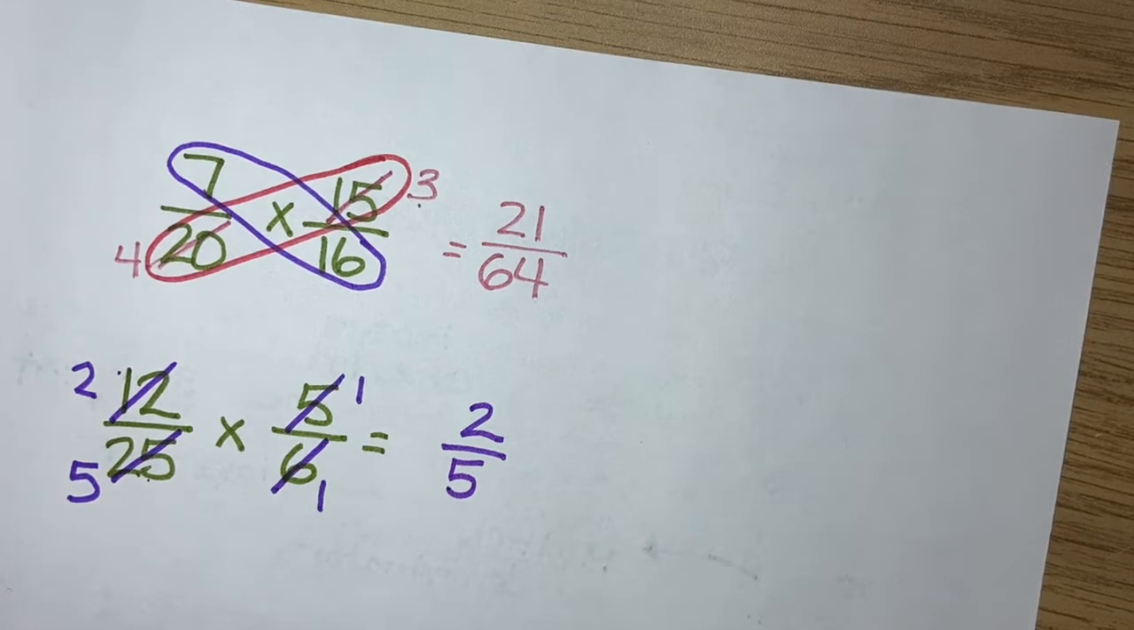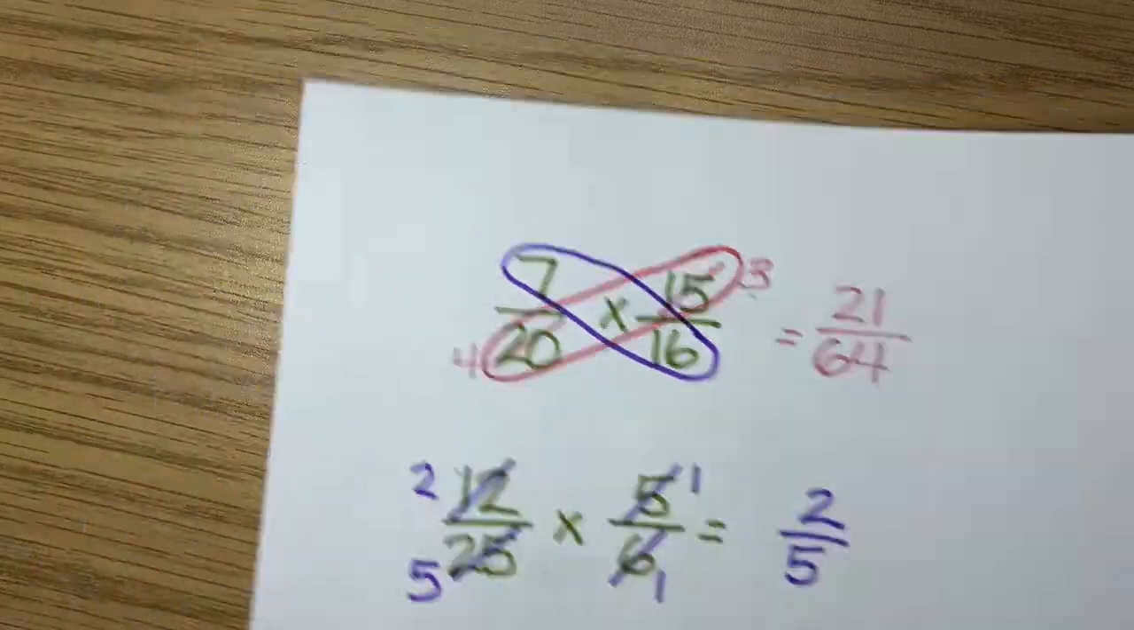Okay, so that's how you cross cancel. I'm telling you, it is way easier. Otherwise, I would have had 60 over 150, and I would have to reduce that. Okay, make it really easy.